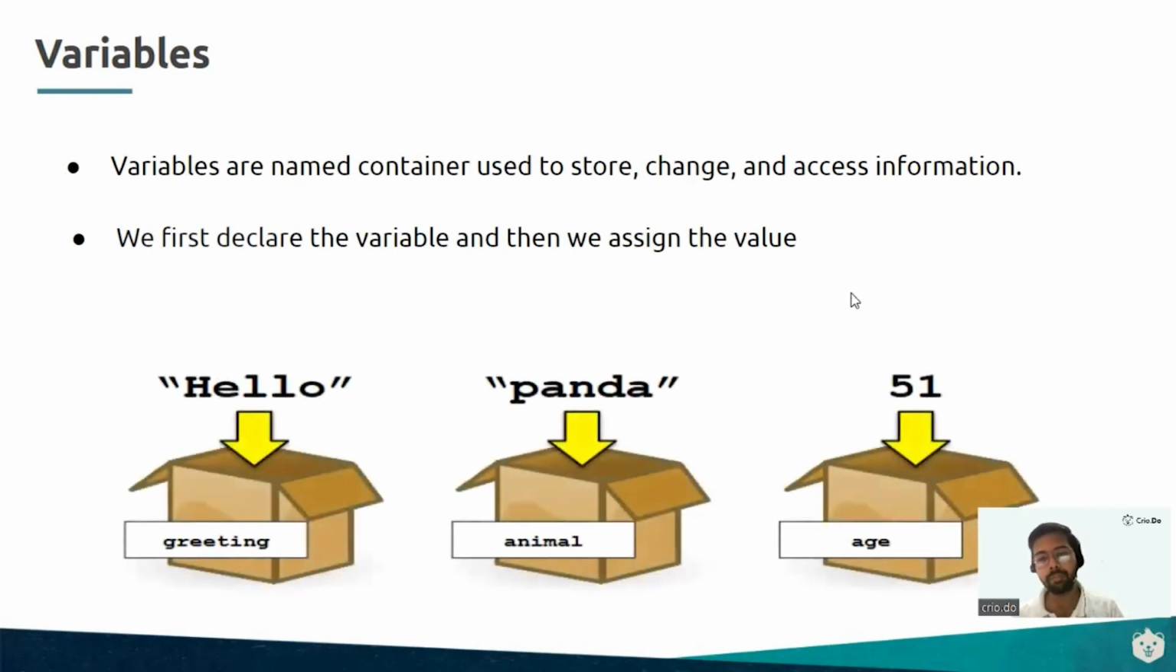So you can imagine this kind of a visual for your variables. Just consider greeting to be a container or a variable which is storing hello as a value. Animal to be a container or a variable which is storing panda as a value. Similarly for age to be a container or kind of a variable which stores 51 as a value.